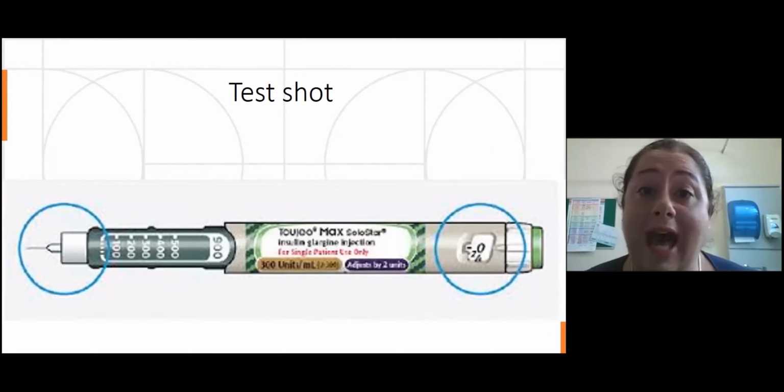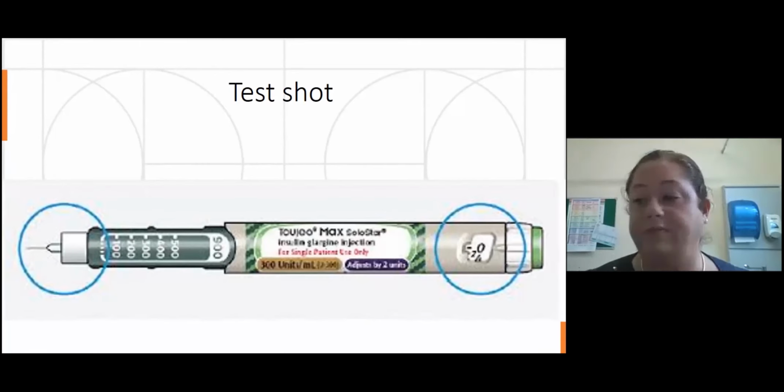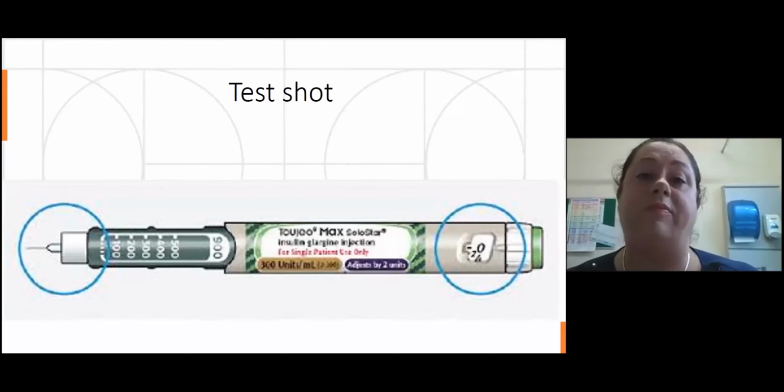See if the insulin is actually coming out, because if the insulin is not coming out, then your pen may not be working, or have you reused your needle and is it blocked? Because you may not get the insulin that you think you're going to get, which again can then lead to erratic blood glucose control.